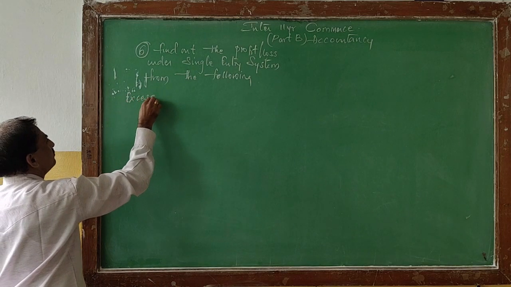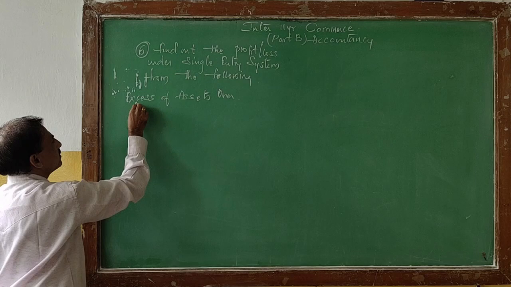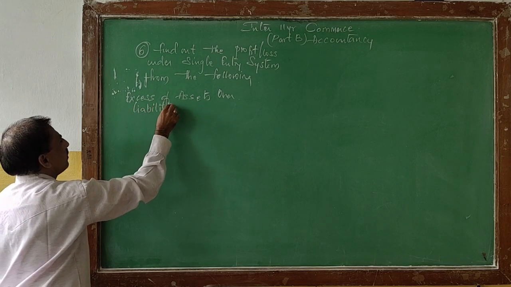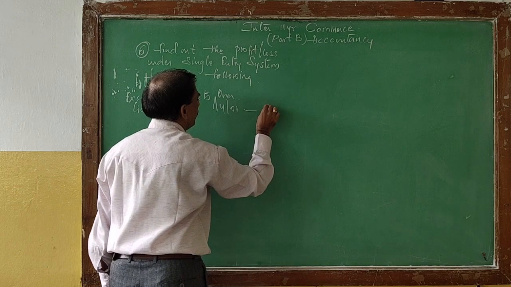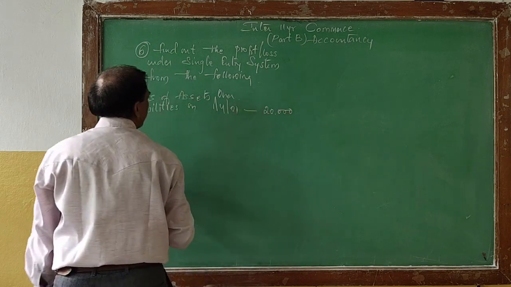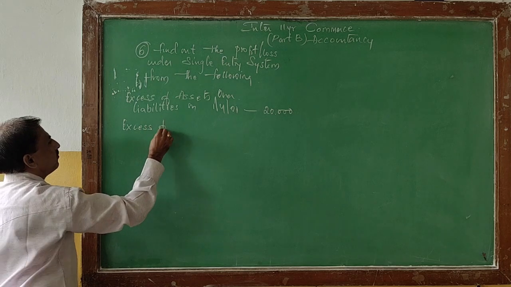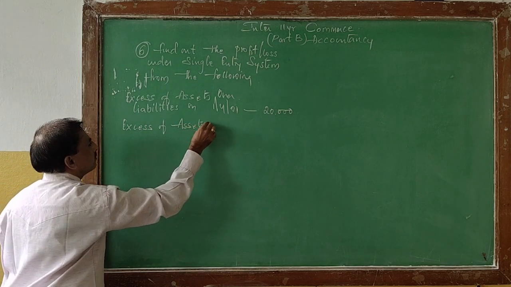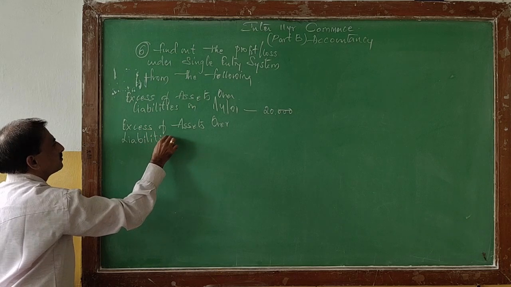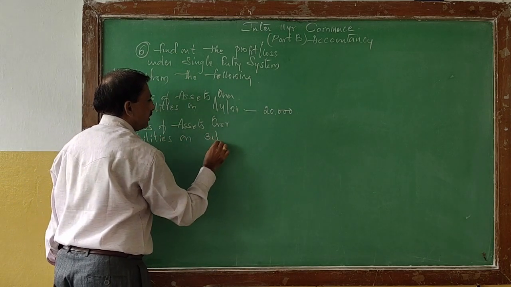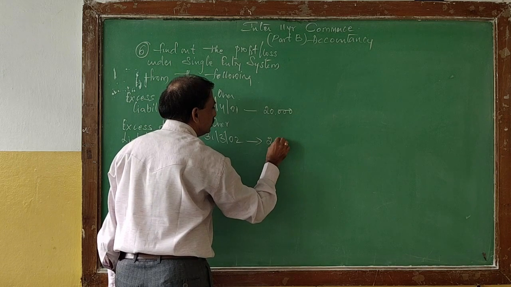Excess of assets over liabilities on 1/4/2001, 20,000. Excess of assets over liabilities on 31st March 2002, 25,000.